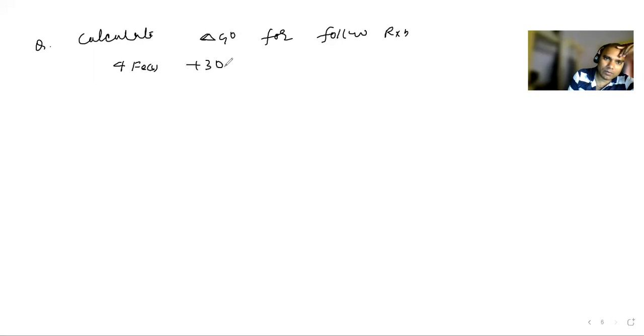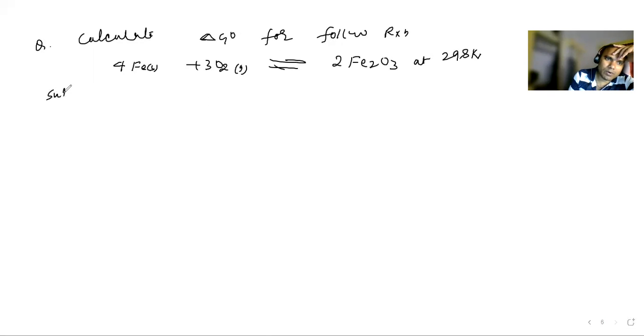So here they are saying calculate delta G naught for the following reaction. They are talking about 4Fe, solid, then 3O2, gas, and what they are saying is that 2Fe2O3 is forming at a temperature of 298 Kelvin.